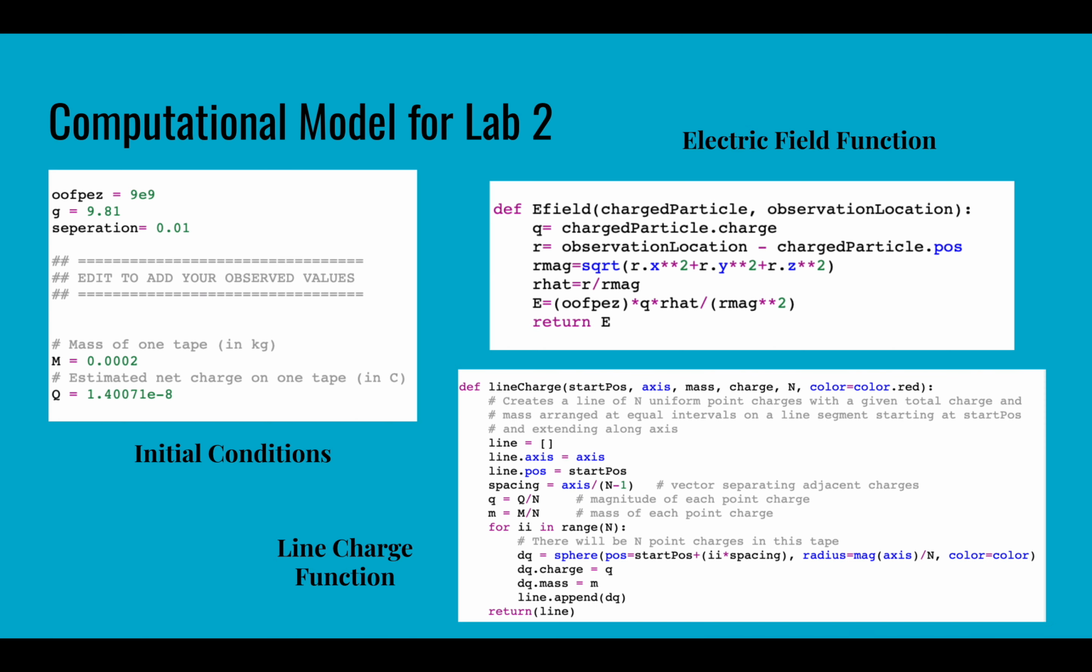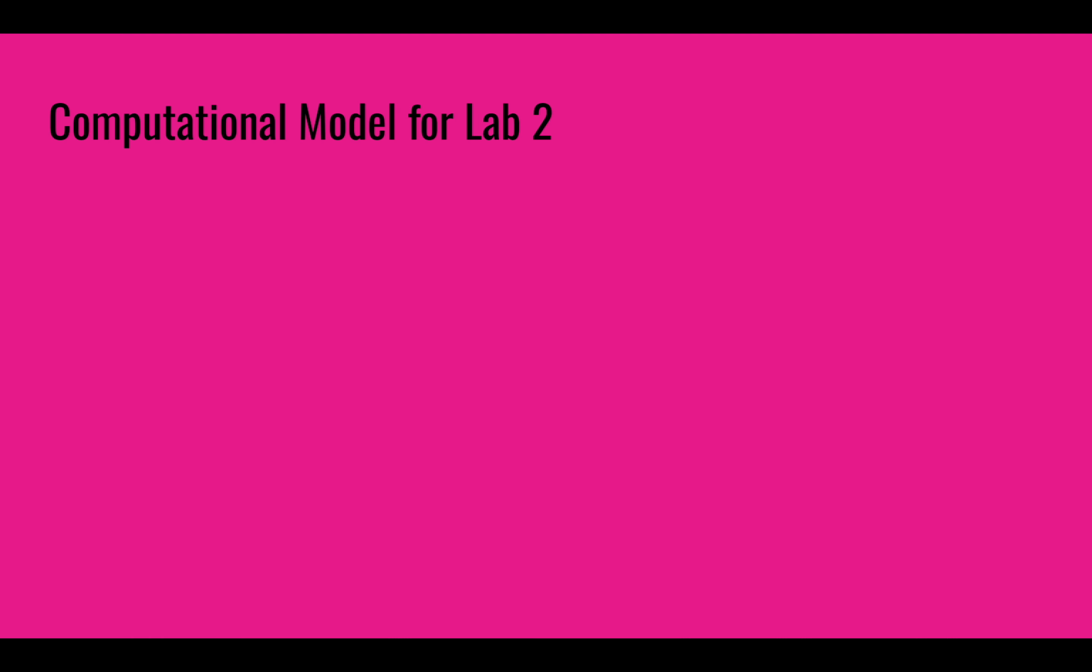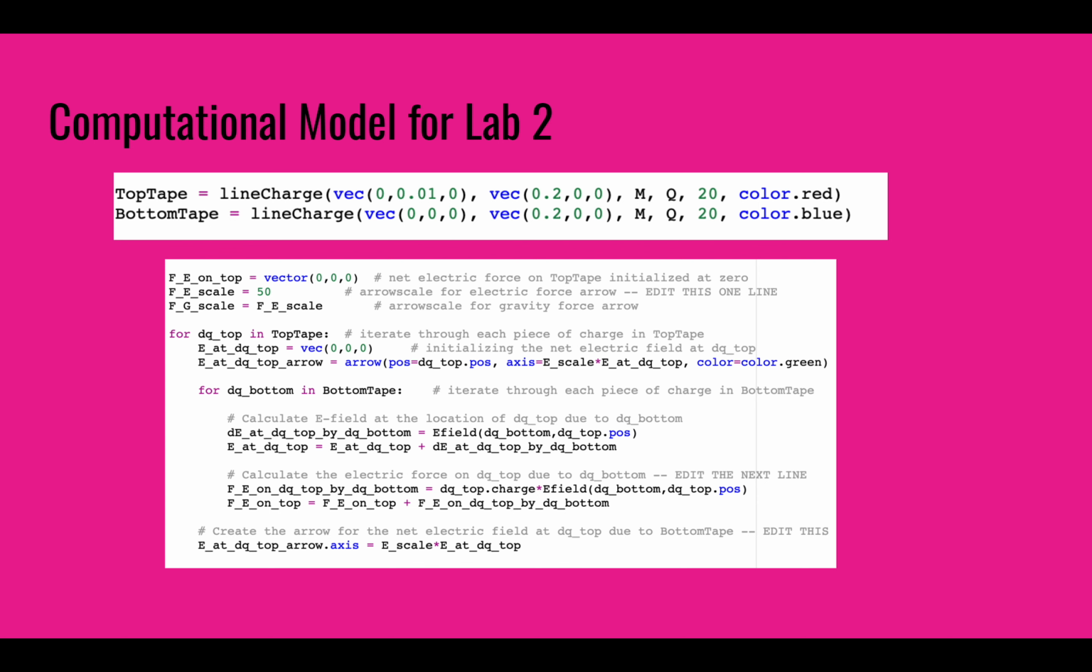Now we're going to look into our computational model for Lab 2. You can see here our initial conditions in our code, our electric field function, and then our line charge function. This is just setting up how we're going to calculate all of these fields in GlowScript. Then you can see here our position for our top tape and position for our bottom tape. And then we have some more calculations to solve all of these charges based on those equations I talked about earlier in the video.